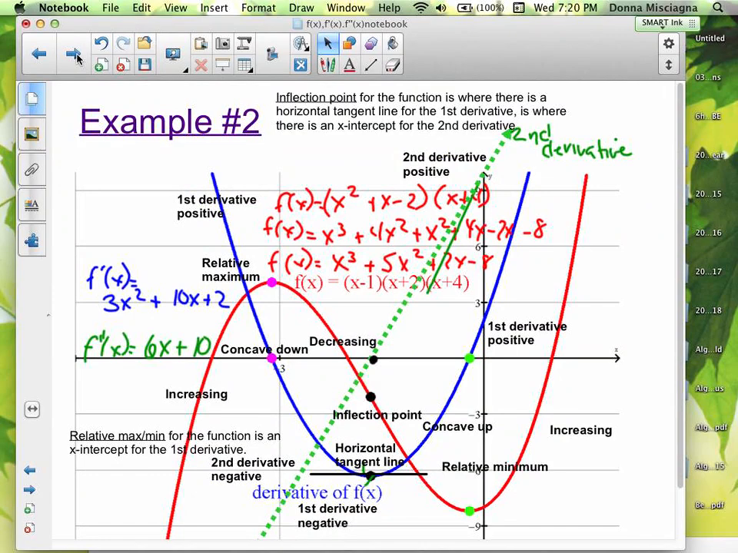A lot easier to deal with. All right, so the derivative would be 3x squared plus 10x plus 2. And of course, the second derivative would be 6x plus 10. All right, so let's compare. Original function, we have a relative maximum there at negative 3.